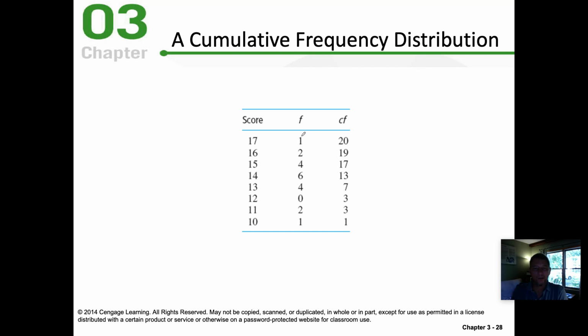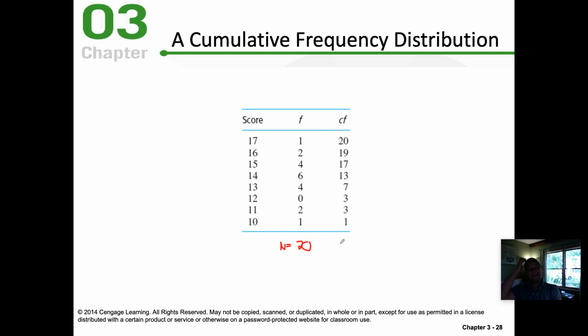Now, if you add all of these up, 1 plus 2 is 3, plus 4 is 7, plus 6 is 13, plus 4 is 17, plus 0 is 17, plus 2 is 19, plus 1 is 20. And so my value of n in this particular data set is 20. I think the last time that we looked at this data set, there were no values at 16, and so n was 18 instead of 20.